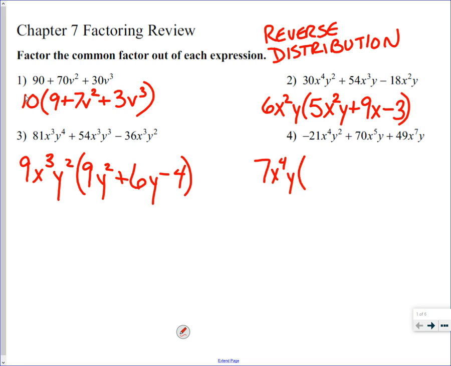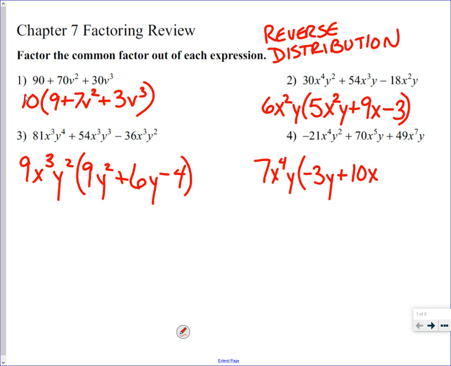So negative 21 divided by 7 would be negative 3. There were 4 x's. I factored all 4 of them out, so there's no x's left. There were 2 y's. I factored one of them out, 1 left. 70 divided by 7 is 10. X to the 5th and x to the 4th is what's coming out.